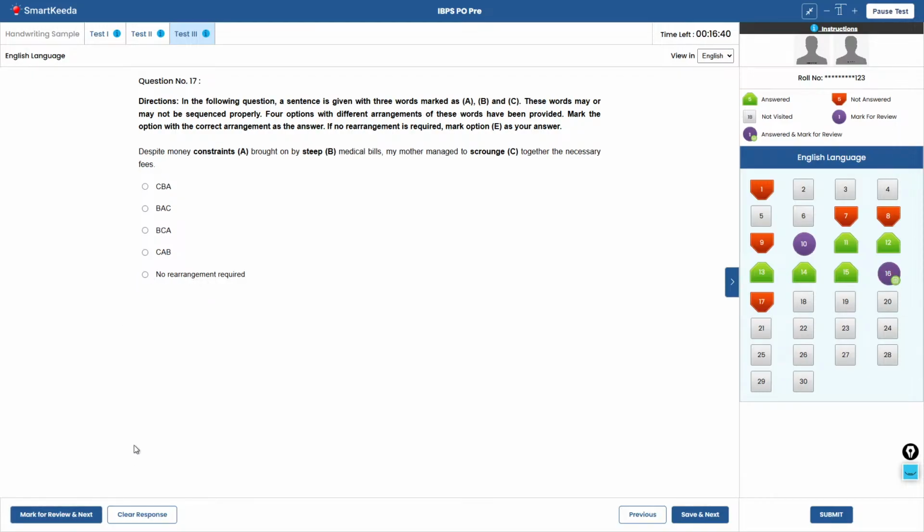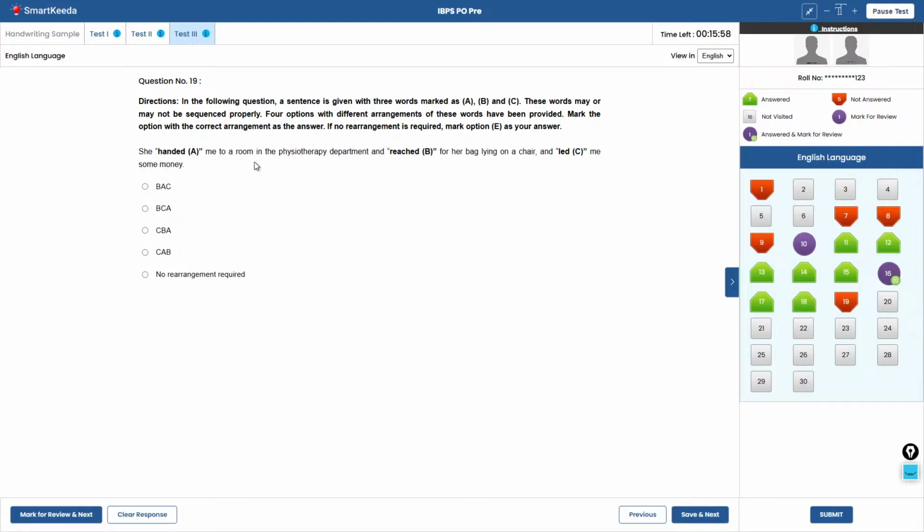English came a bit difficult, despite money constraints brought on by steep medical bills. My mother managed to scrounge together the necessary fees. I wrote to the hospital to tell my parents, but once there, I couldn't muster the courage to go in.